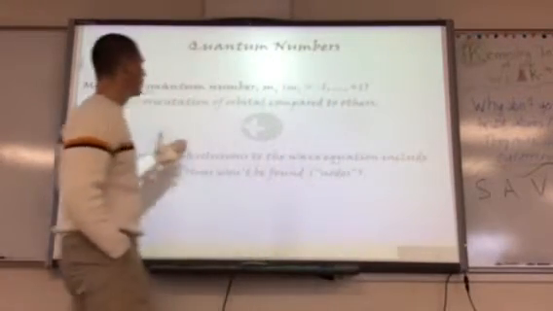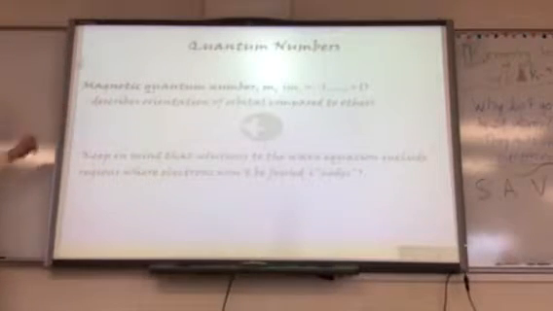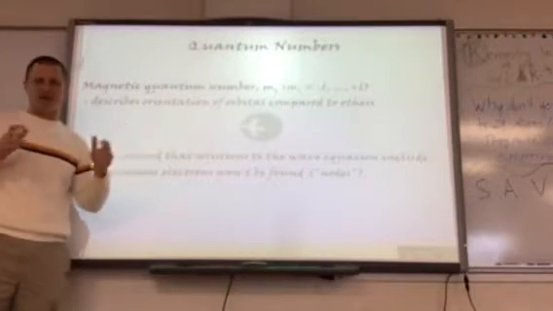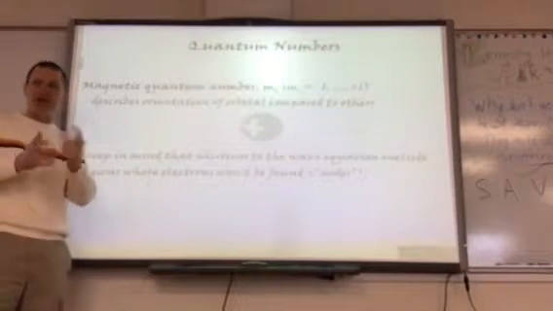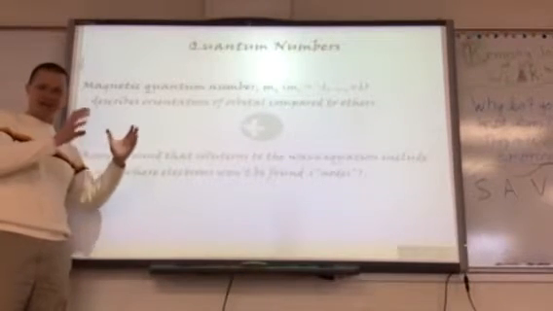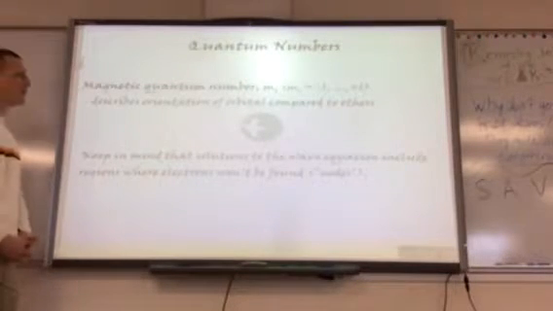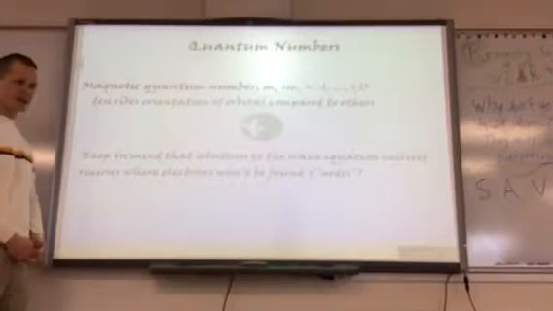Okay, the next quantum number is called M with the subscript L, and we just normally call it M sub L. And the M sub L is what dictates how many orbitals there are. That's why, like, the P's have 3 orbitals, the D's have 5, and the F's have 7, is because of the M sub L number. It describes the orientation of the orbitals.